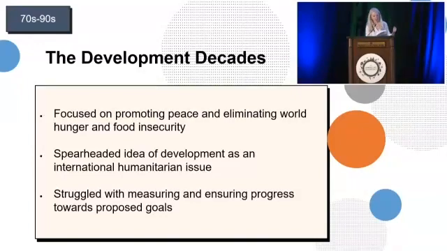In 1987, the commission published its report called Our Common Future, which introduced a standard definition of sustainable development. And it is, and I quote, "Development means that which meets the needs of the present without compromising the ability of future generations to meet their own needs."